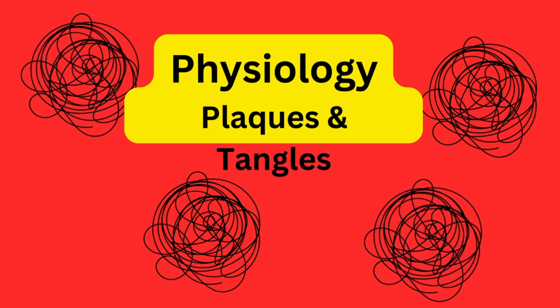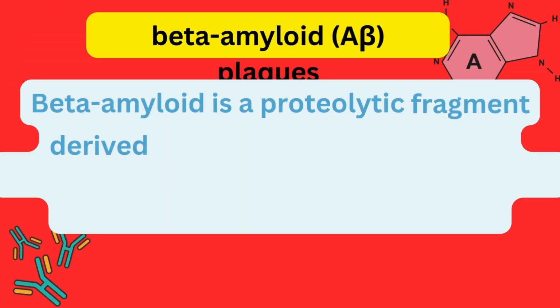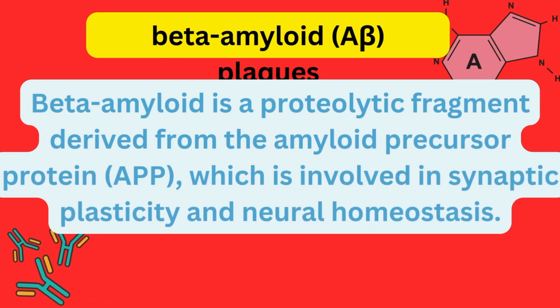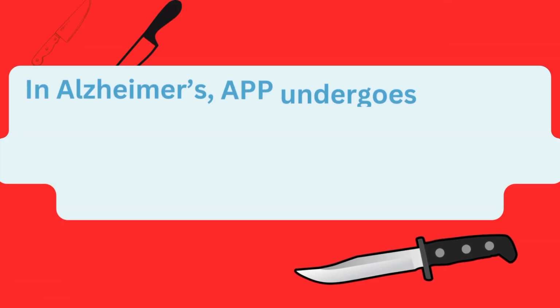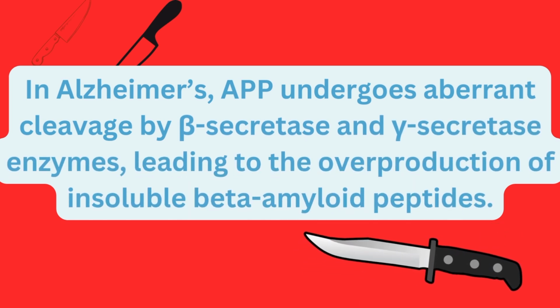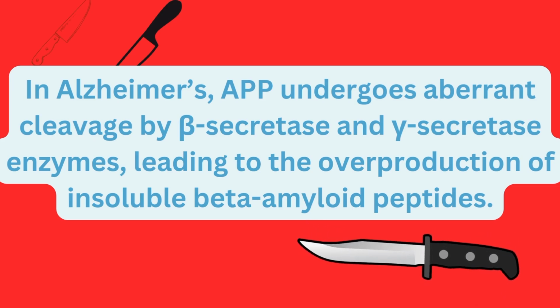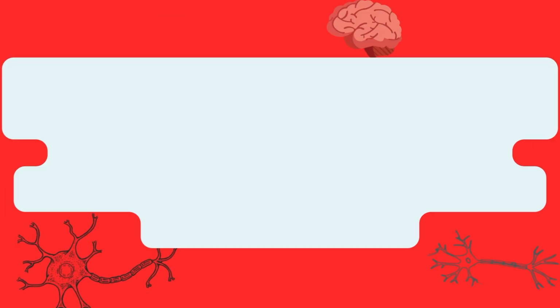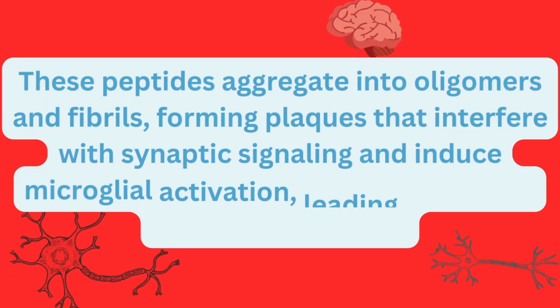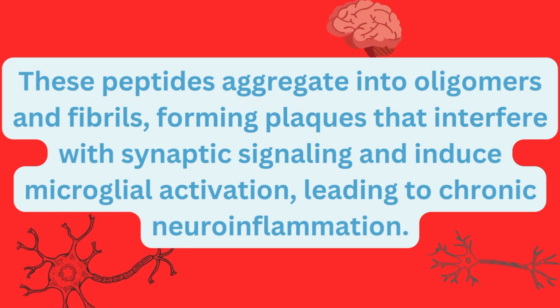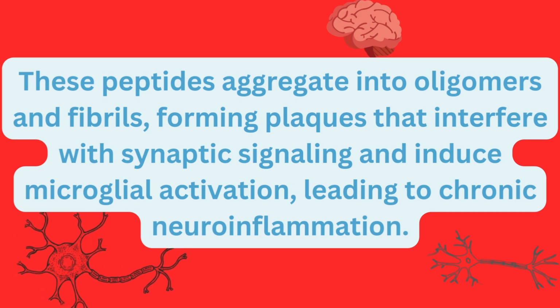So the physiology, we're going to go over plaques and tangles. So beta amyloid is a proteolytic fragment derived from the amyloid precursor protein, which is involved in synaptic plasticity and neural homeostasis. In Alzheimer's, these undergo aberrant cleavage by beta secretase and gamma secretase enzymes, which leads to the overproduction of insoluble beta amyloid peptides. These peptides aggregate into oligomers and fibrils, forming plaques that interfere with synaptic signaling and induce microglial activation, leading to chronic neural inflammation.